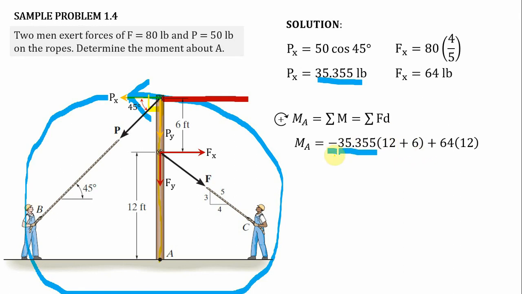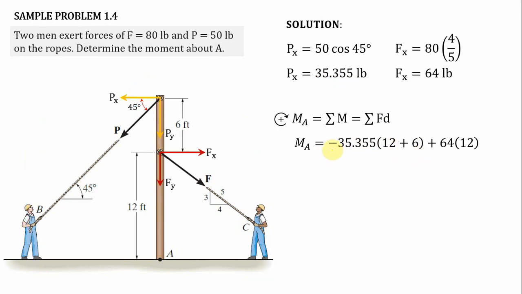This is the moment produced by Px. The moment produced by Px is counterclockwise, and that's why it is negative, kasi nag-assume tayo na clockwise is positive and counterclockwise is negative. Gets nyo? Okay na to, na-explain ko na to. How about this one?